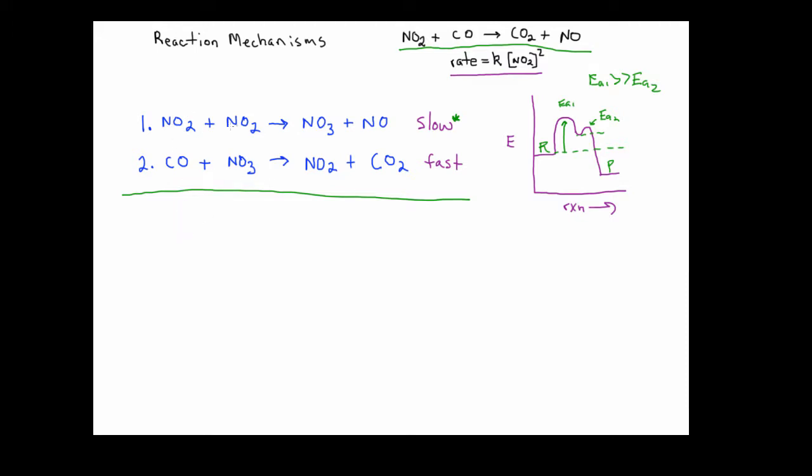When we compare these two equations, you can see that the NO3s cancel, and one of the NO2s cancels. When we sum this together, we're going to get NO2 plus CO going to NO plus CO2. So this series of elementary steps actually passes the first part of the validation process, because this equation that we got from summing the two elementary steps is in fact equal to the overall equation from the overall balanced equation for the reaction.